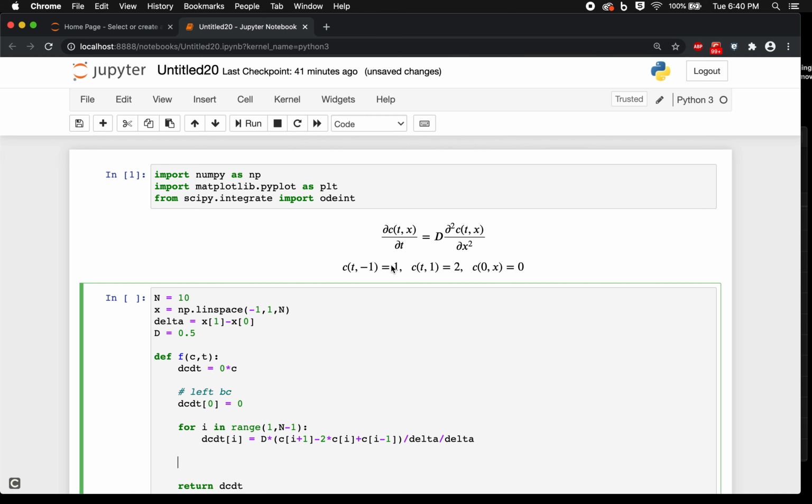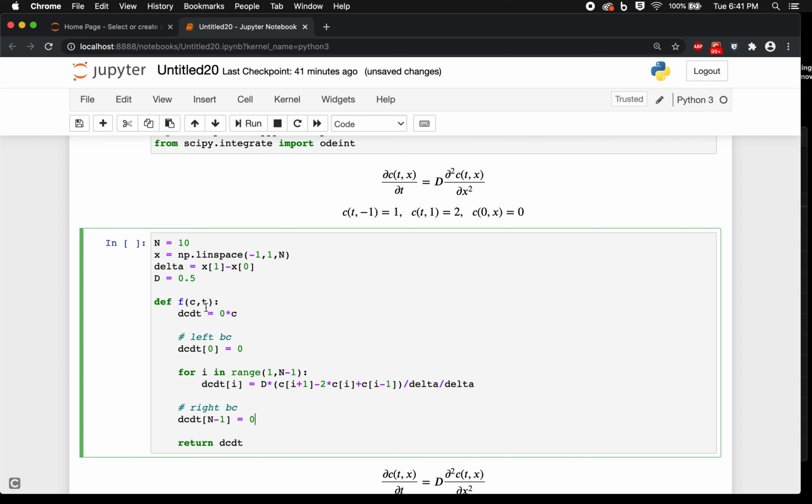What we're going to do is incorporate these values into our initial conditions. And likewise, for our right boundary condition, dc/dt at the last point, or equivalently at n-1, is also going to be equal to 0. And so that's what we're going to solve. The next thing we're going to do is define our initial condition.